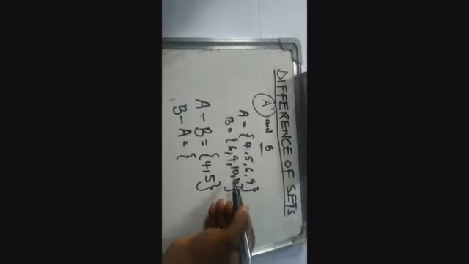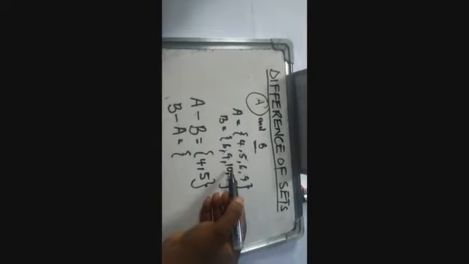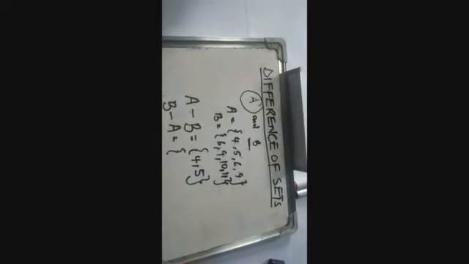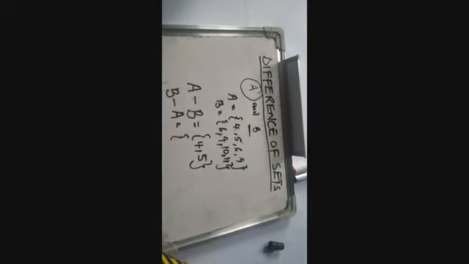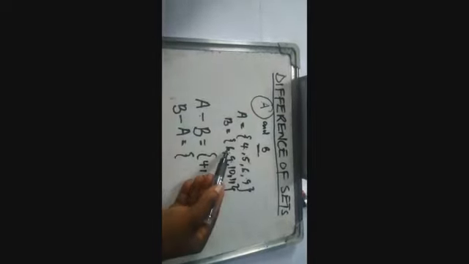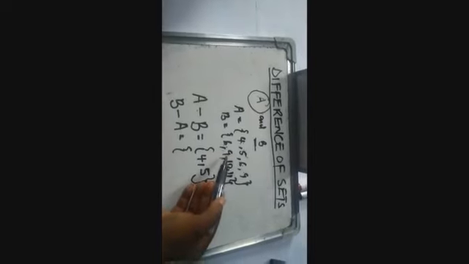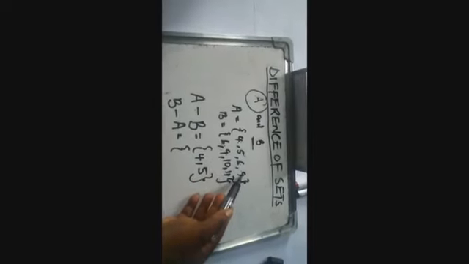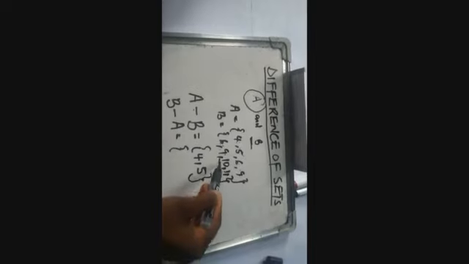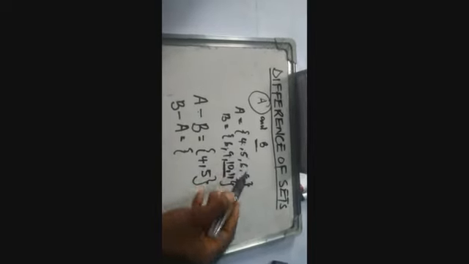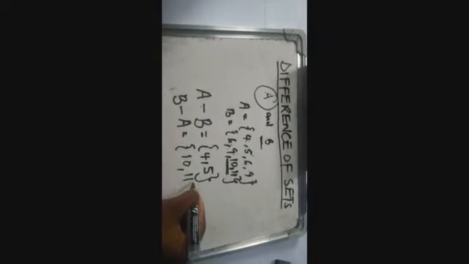Now, what if we are asked to find B minus A? How do we get B minus A? The elements we can find in B but cannot find in A. There is 6 here, and there's also 6 in A. There's 9 here, and there's also 9 in A. 10 and 11 we can find in B, but we cannot find 10 and 11 in A. So the answer is 10 and 11.